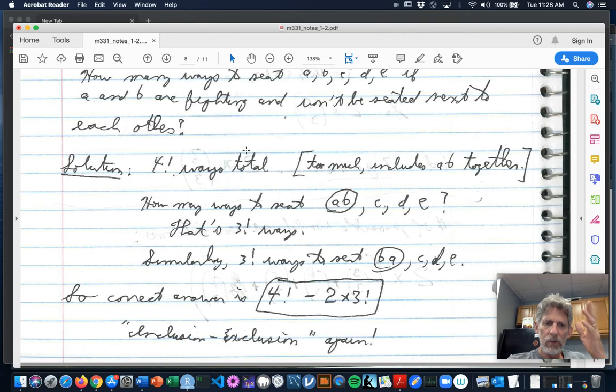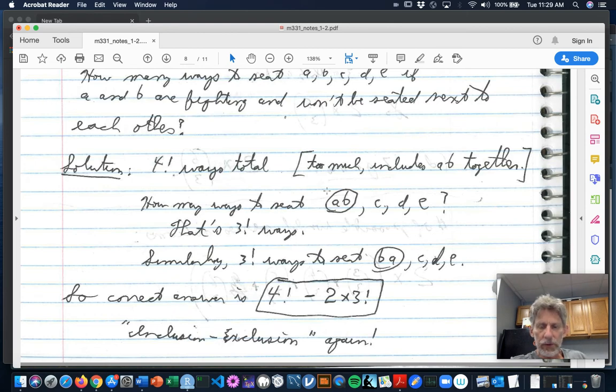So here's one way to think about it. Think about an easier version of the problem, which is clearly no restrictions, no fighting. In that case, there would be 4 factorial ways, just like we analyzed before. But that's too many ways. It includes the ways where A and B are next to each other. So what I'm going to do next is figure out how many ways there are to do it wrong, to put people around the table with A and B next to each other.